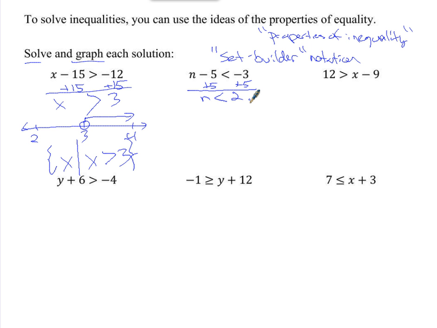All right? Let's put that in set builder notation now. So I'm going to write a squiggly bracket, n values, the bar says such that, and then I just write my answer again. n is less than 2. Close your squiggly bracket.